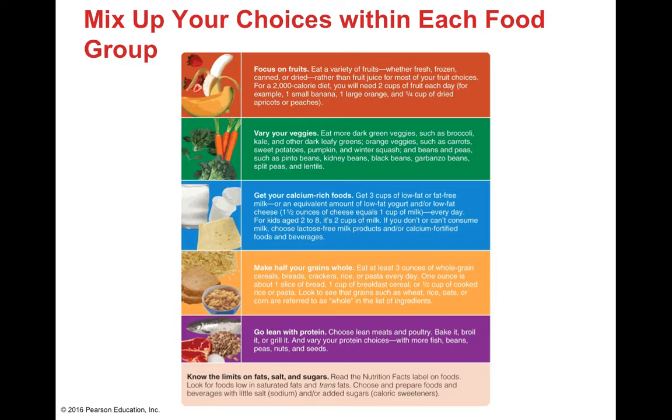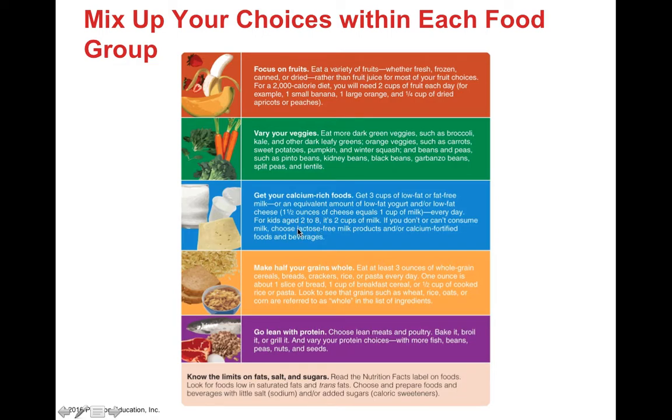Your vegetables, again, vary your veggies. Eat more dark green veggies like broccoli, kale, and other leafy greens. Get your calcium-rich foods in there. So when you get your milk, try to have high amounts of calcium, but low fat. So try to have an equivalent amount of low-fat yogurt or low-fat cheese instead of having high-fat milk.